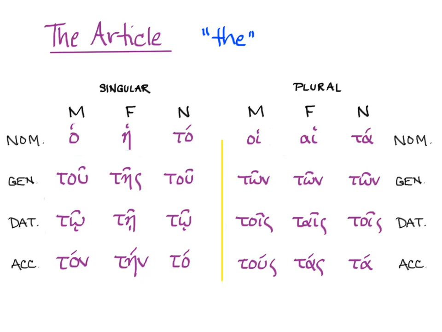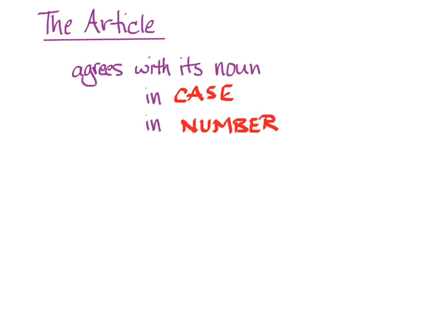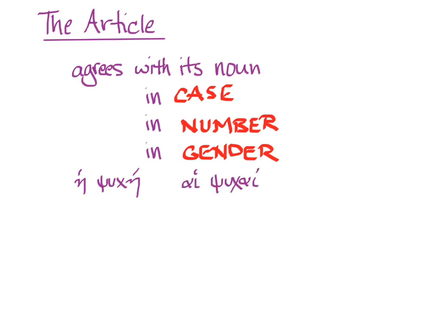The next thing you need to know about the article is that it agrees with its noun in case, in number, and in gender. So, hē psychē, the soul in the nominative singular, has hē, but when I want to write a sentence whose subject is plural, souls, I need hai psychai. And if I want to write for the soul in the dative singular, I need tē psychē.